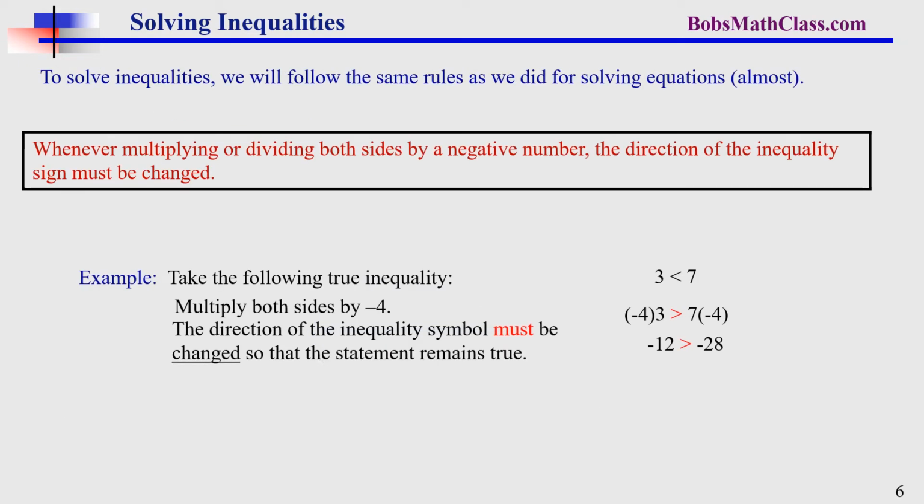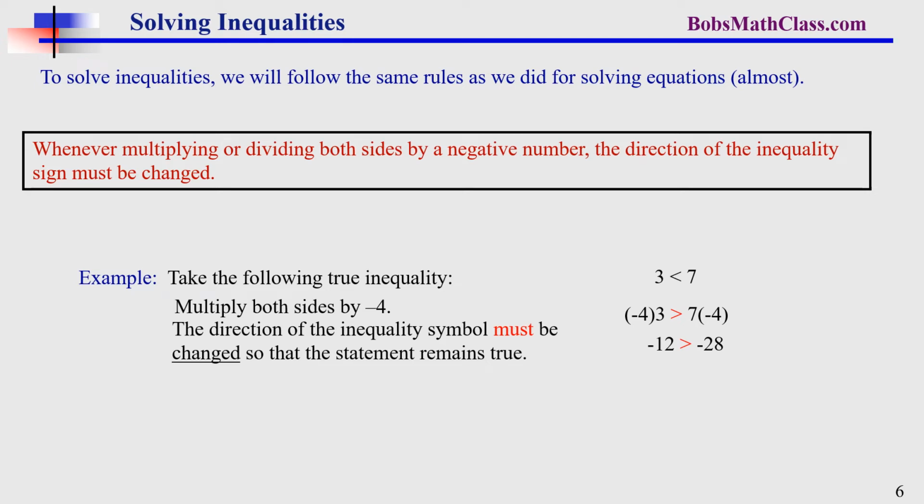Okay, so now we're going to solve inequalities, and we're going to follow the same rules as we did for solving equations. Almost. There's one exception. The exception is that whenever you multiply or divide by a negative, the direction of the inequality sign must be changed. So don't lose your inequality symbol. You keep bringing it down as you perform each step.